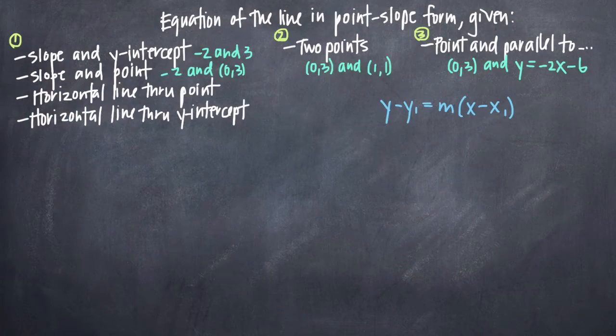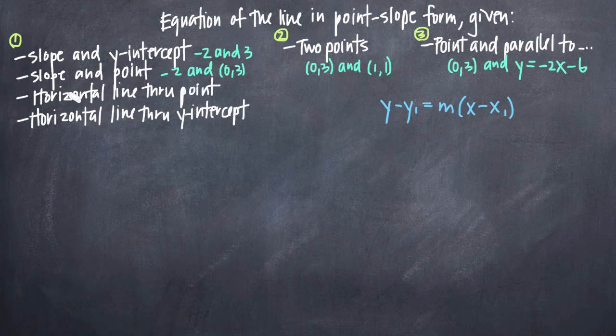With this particular problem, I want to demonstrate how you can find the equation of the line in point-slope form, given various pieces of information about the line. So what I've done here is classify into three separate groups pieces of information that you could be given about a line, and then we'll look at each group to figure out how you would find the equation of the line in point-slope form.